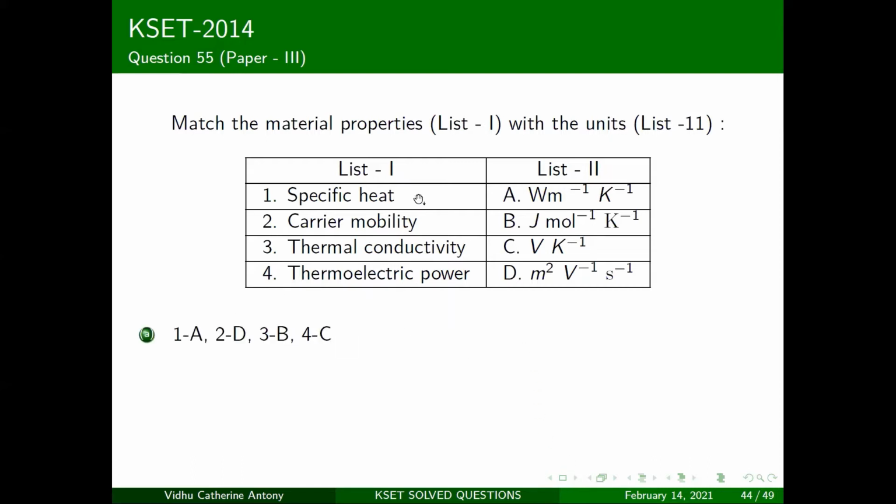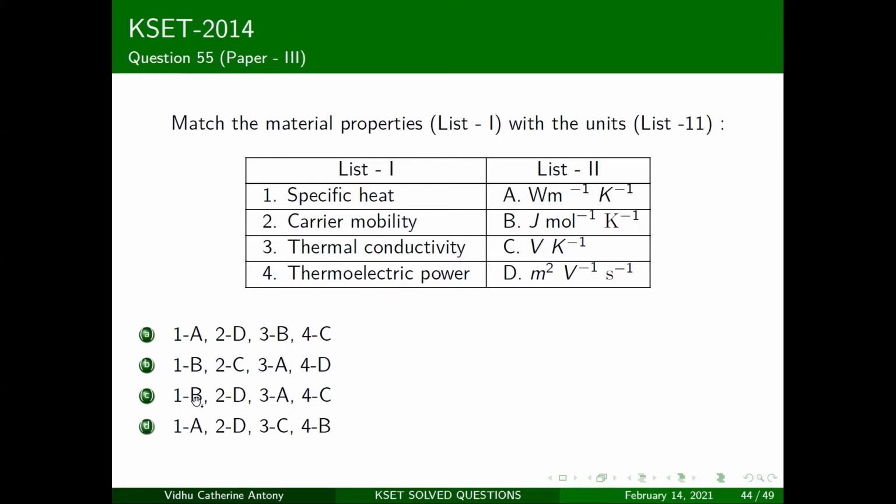What I know from my memory is that specific heat is joules per mole per Kelvin. It's something that I remember from my PU. So for me, 1 is basically B. This is a quick way to do it. So 1 is B is something that I know. So these two options are ruled out. A and D are ruled out.